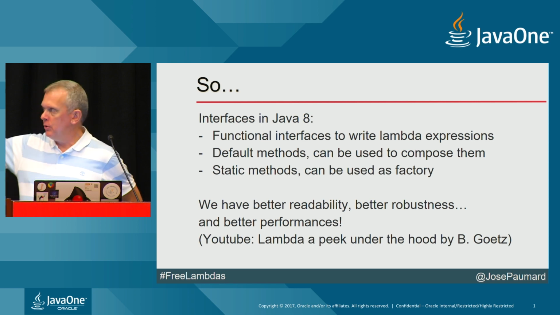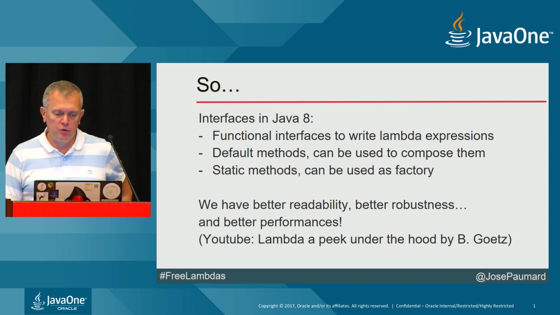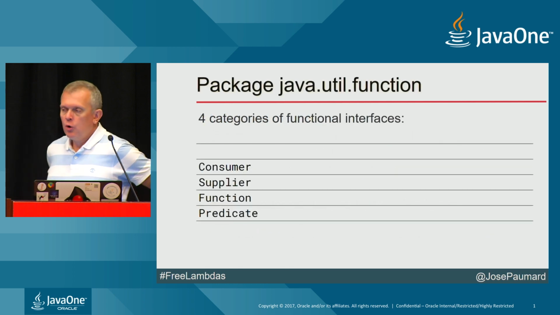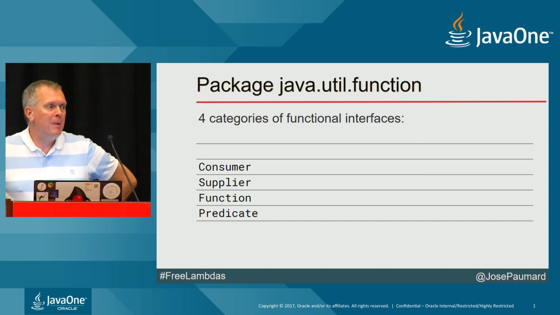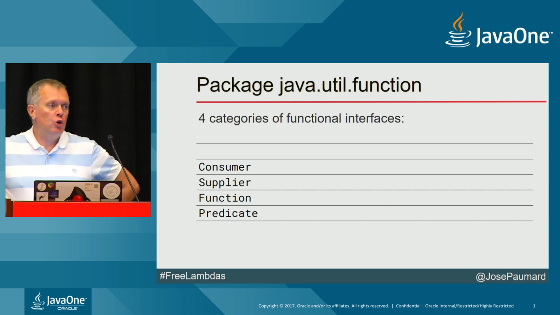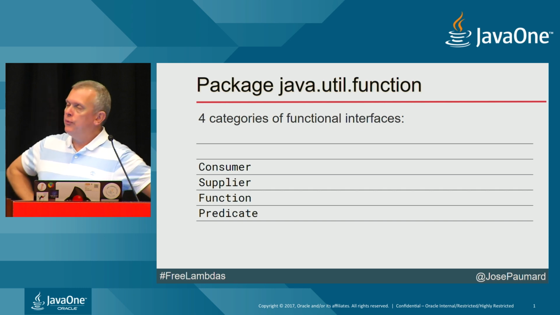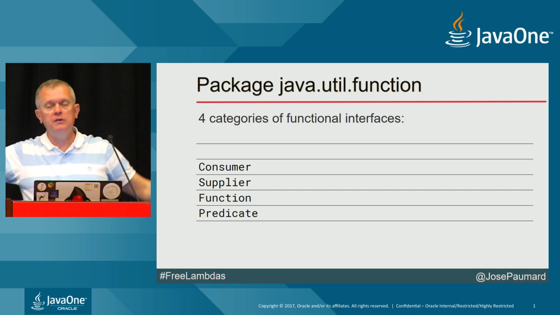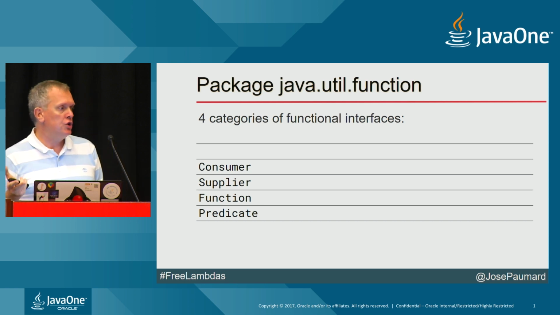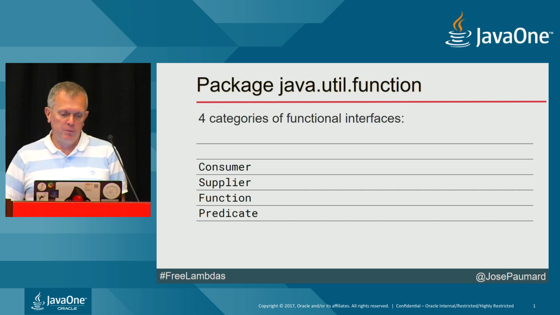I will not be covering that point, but if you're interested in that, there is a very interesting talk by Brian Gates called Lambda, a peek under the hood, available on YouTube. I mentioned several times the my consumer and my predicate, which are in fact mimics of the consumer and predicate functional interfaces available in the JDK. In fact, I've got 4 big categories of functional interfaces in this java.util.function package: the consumer, the supplier, the function, and the predicate. We will see examples of suppliers and functions in further examples.